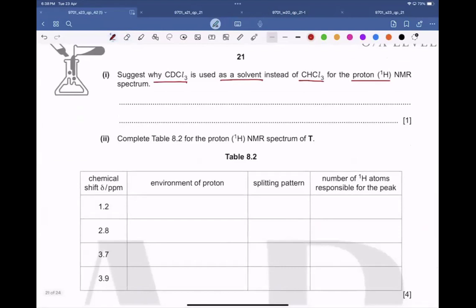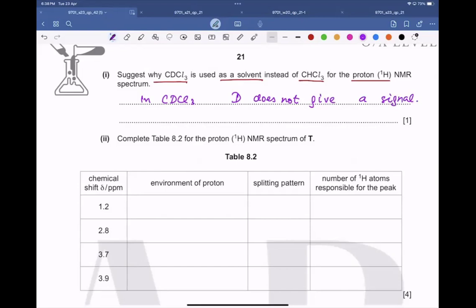And if you recall, it is because in CDCl3, D does not give a signal. That's why we use CDCl3 instead of CHCl3.